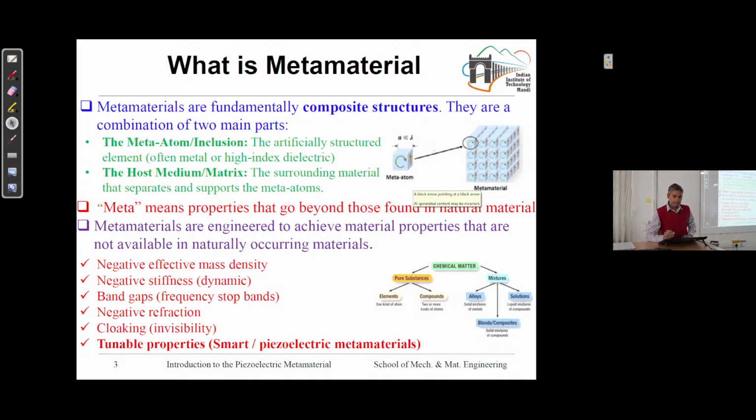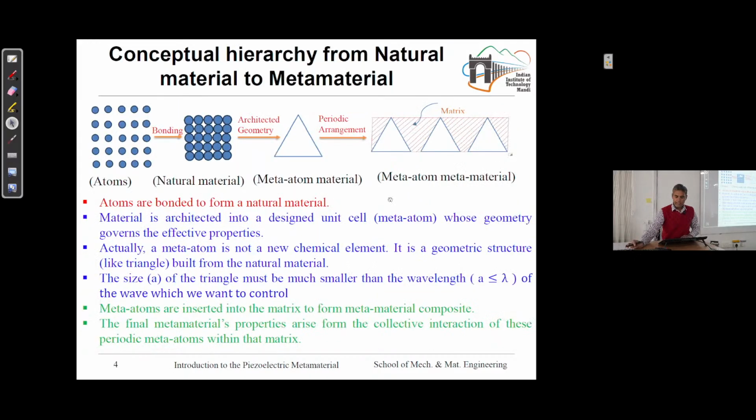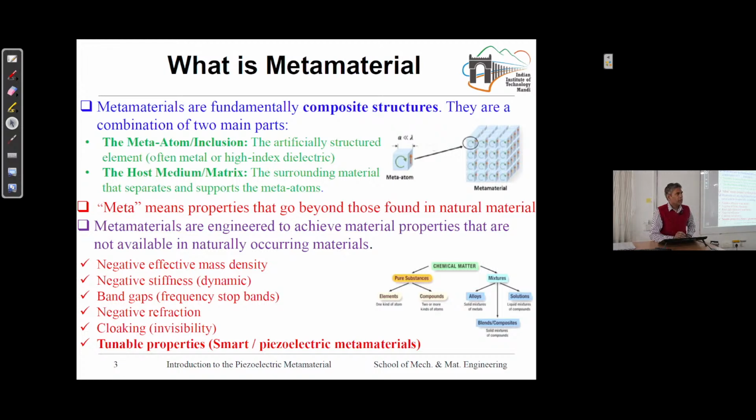So, if you look at this, the meaning of meta is beyond. So, meta means beyond. In metamaterials, it means the properties which are beyond those of existing natural materials. That is, if you want to develop a material that has a property not found in natural materials, then we can use the metamaterial.